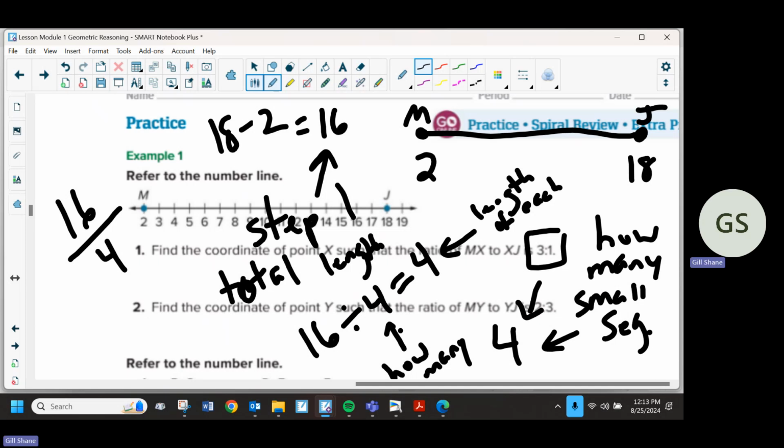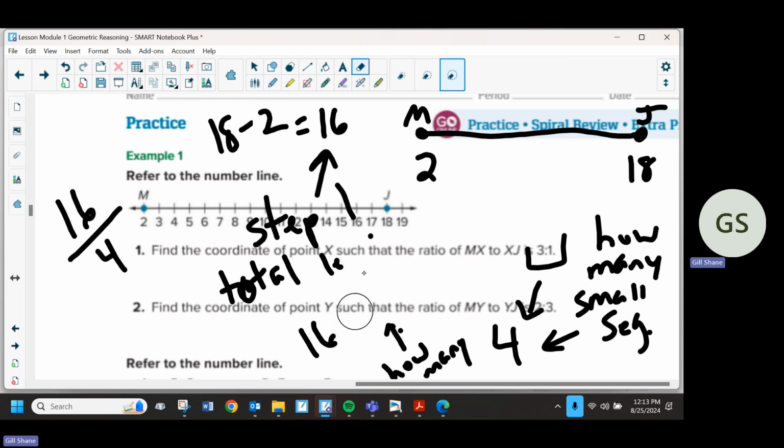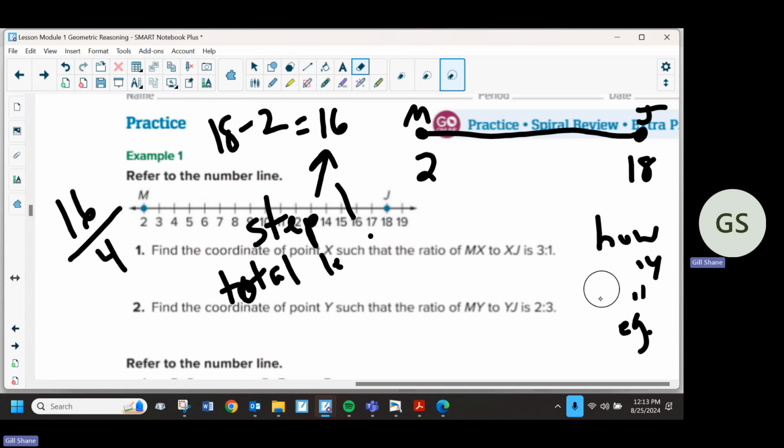Hopefully you got that down. You can always rewind if you need to. I'm going to erase a bunch of this to make room. So that division part would be step 3. I forgot to write that. Step 3 would be dividing to determine how long each smaller segment was. So write that down in your notes. Step 3, divide the total segment by the number of smaller segments you want, and that tells you how long each smaller segment is.